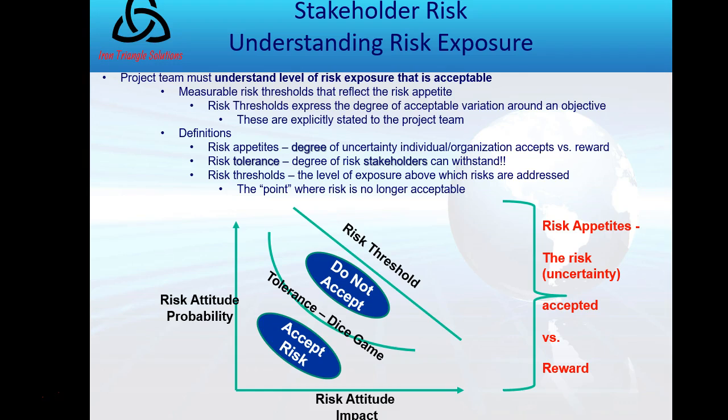So you see on my slide, I have a risk threshold, and above that you've got nothing. It's no longer acceptable. And then at the very bottom in the left corner, I have acceptable risk.